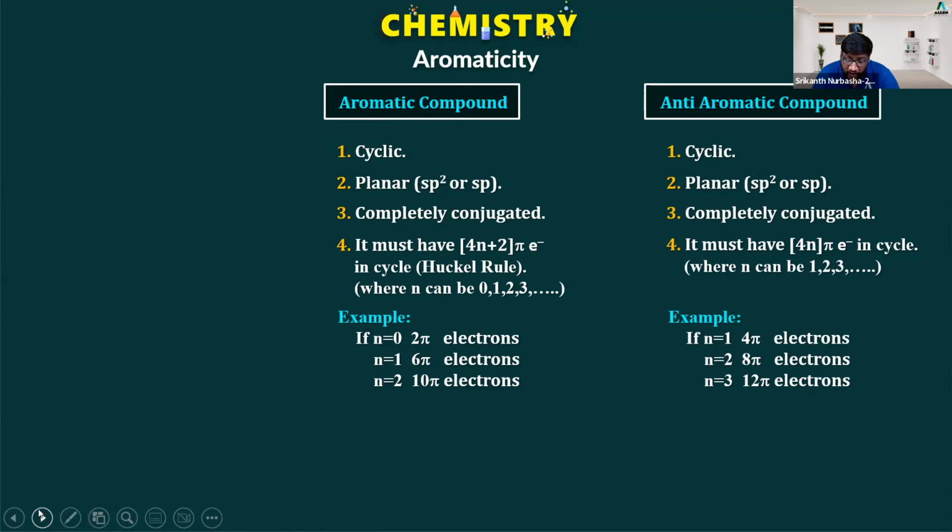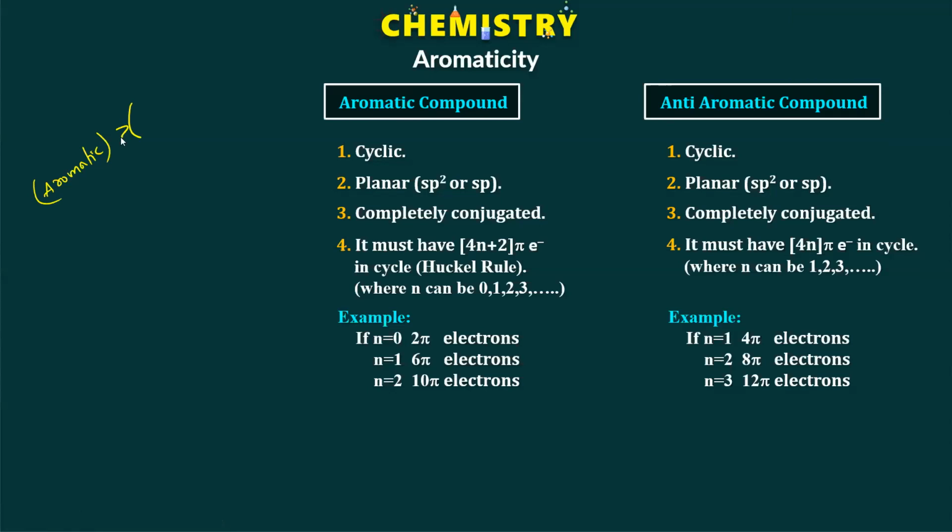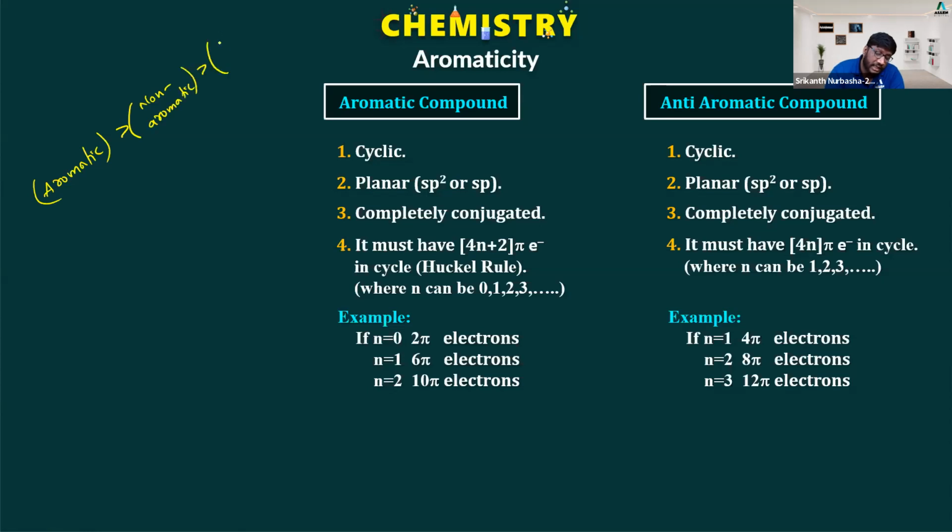So compare the stabilities now: aromatic, anti-aromatic, and non-aromatic. Which should be more stable? Aromatic compounds are highly stable. Then after aromatic, which are more stable? Non-aromatic. Very good. After aromatic, non-aromatic are more stable and anti-aromatic are highly unstable. We have to understand this concept carefully: aromatic, non-aromatic, anti-aromatic.